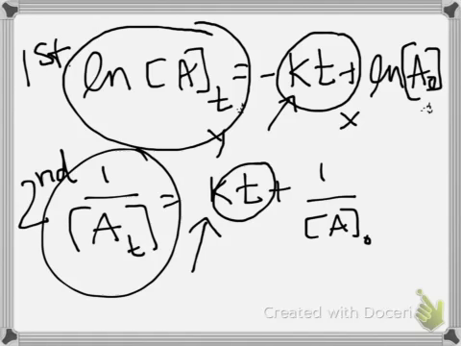So a second way, or maybe even a third way, of knowing if a reaction is first order or second order is to try these graphs generically and see which one provides a linear fit. On the next slide, we're going to actually try a problem.